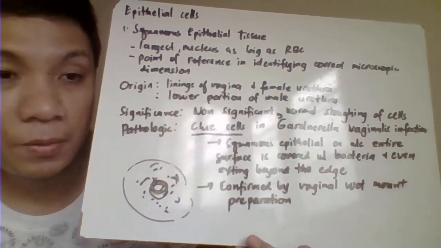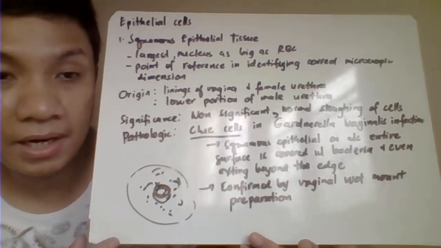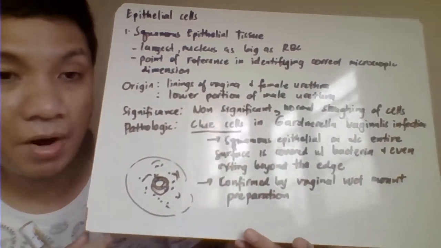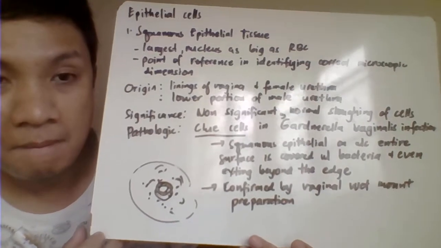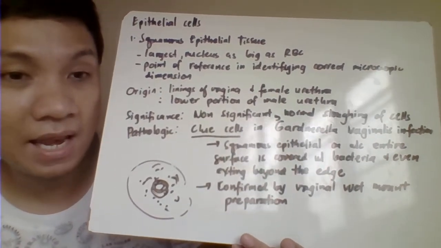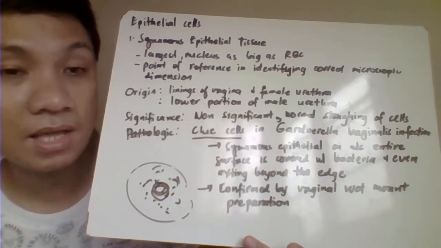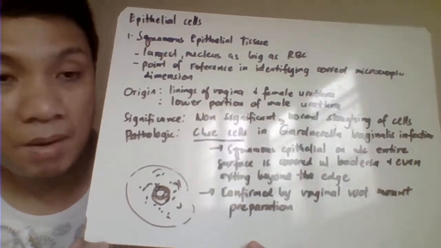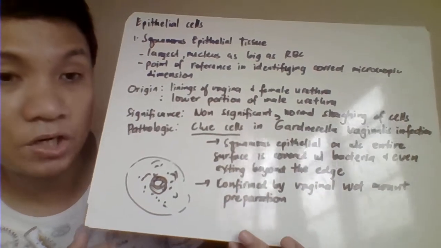If you happen to identify the presence of your clue cells, all you need to do here is to perform your vaginal wet mount preparation. So I mean to say you try to get vaginal secretions from the patient and perform the wet mount preparation for identification of your clue cells.